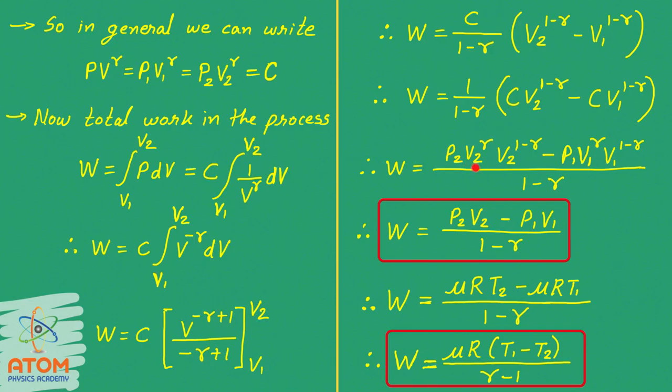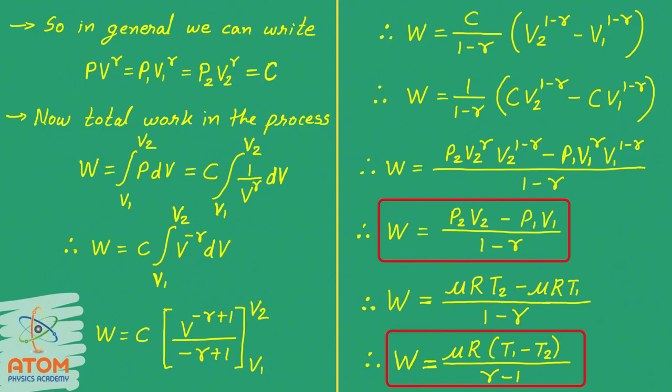Now obviously V2 raised to gamma and V2 raised to minus gamma will be cancelled out. V1 raised to gamma and V1 raised to minus gamma will be cancelled out. So the remaining term is P2 V2 minus P1 V1. So here it is W is equal to P2 V2 minus P1 V1 upon 1 minus gamma.